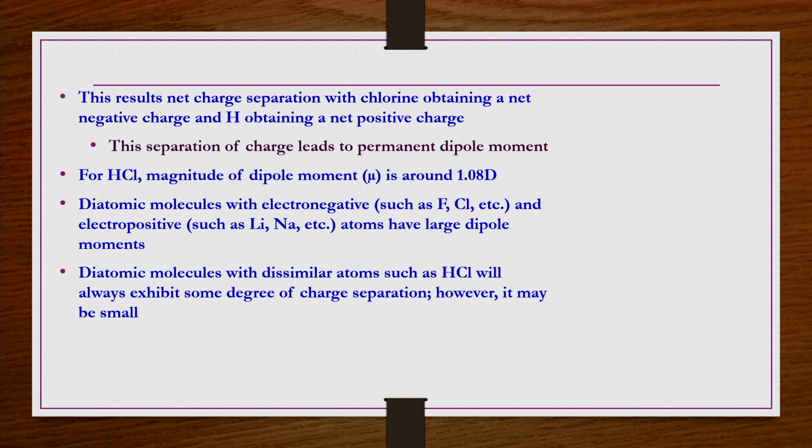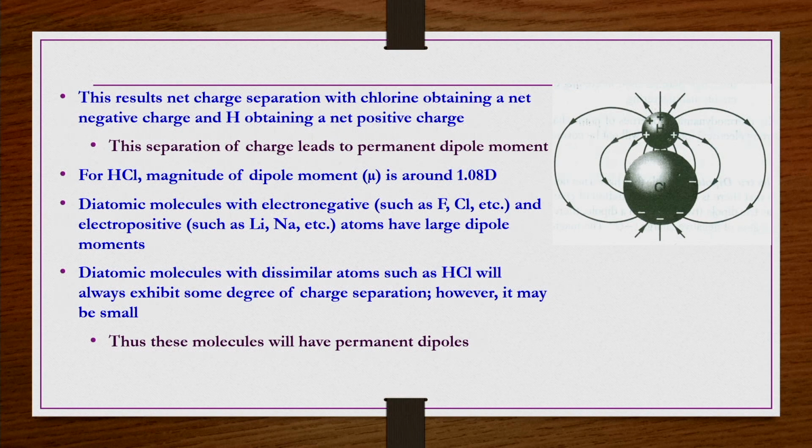Diatomic molecules with dissimilar atoms such as HCl, where H and Cl are dissimilar to each other, will always exhibit some degree of charge separation. However, it may be small. Thus, these molecules will have permanent dipoles. Pictorially, if you see H and Cl minus, H is smaller and Cl is bigger, and Cl is more electronegative than H. Because of that, an electric field is developed, and that electric field induces the dipole moment, and that dipole moment may cause some amount of non-linearity or non-ideality in the system.